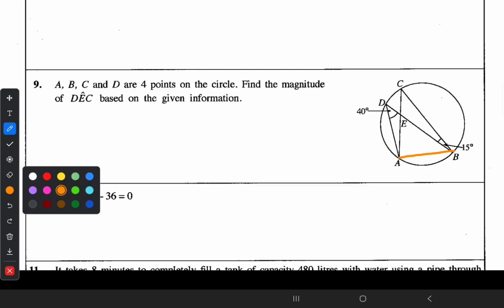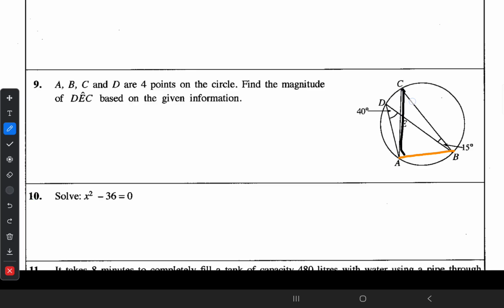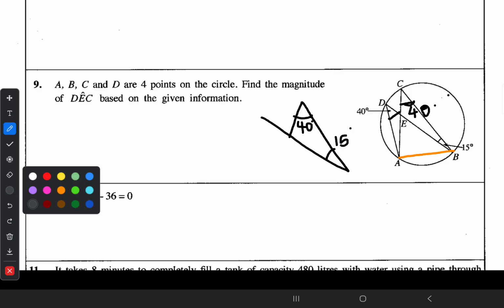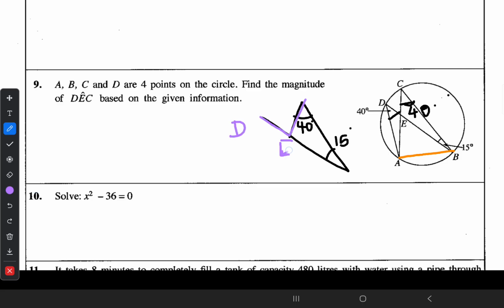In the major segment, there are two triangles. This is creating two triangles which are subtended on the circumference of this particular circle. If this angle is 40, this angle also would be exactly 40 degrees. And thereafter, I will draw this. Okay, look at this. This is 40. This angle is already known, that is 15 degrees. We need to find this particular angle, DEC.